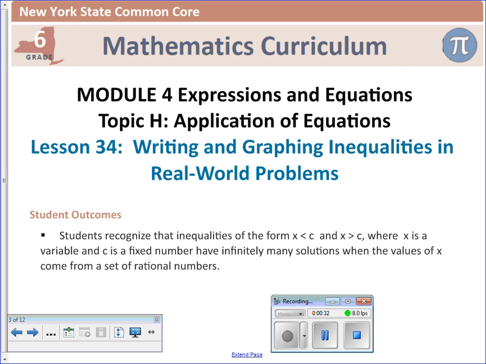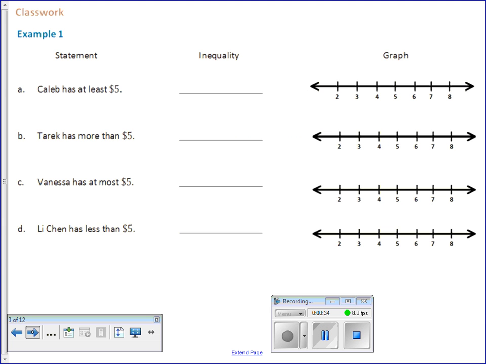Today's lesson should look very familiar. We did review it a little bit a couple weeks ago. So let's get started. Caleb has at least $5. How would we write that as an inequality? Does that mean he could have 4? He has at least 5. Could he have 5? Yeah. Could he have 6? Yeah. Could he have 7? Yeah. So it looks like he could have 5 or more.